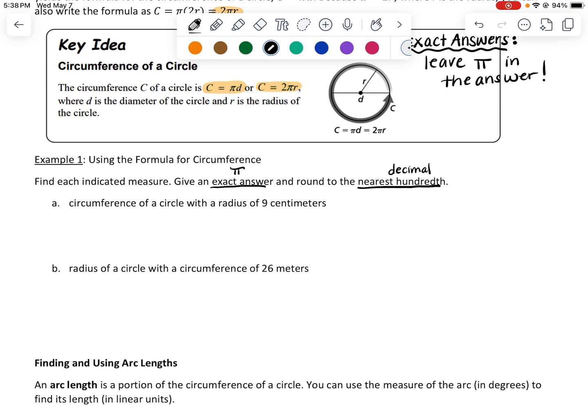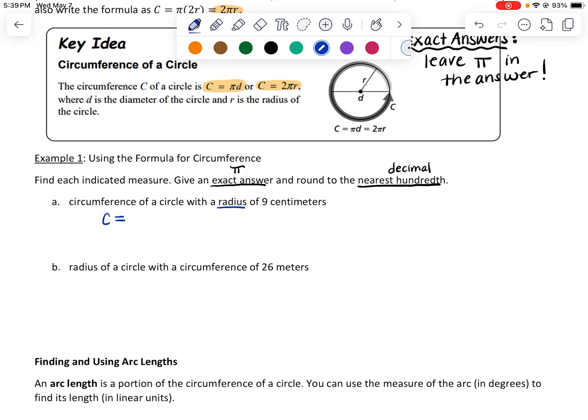So circumference of a circle with the radius of 9. So remember the circumference is equal to, and again, you can do 2 pi r or pi times diameter. Since I'm given the radius, I'm just going to go 2 pi r. So 2 pi times 9. And so I multiply, 2 times 9 is 18 pi, and it's in centimeters. So this right here, 18 pi centimeters, is your exact answer, because once you multiply by pi, we get a decimal.